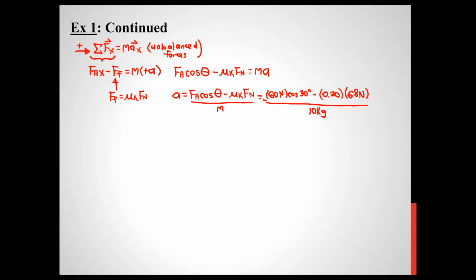Let's put the top of this calculation in its own set of brackets so we don't mess the order of operations up in our calculator. And then I would get a is equal to, this is just the magnitude of the acceleration, 3.8 meters per second squared. And this is part B.